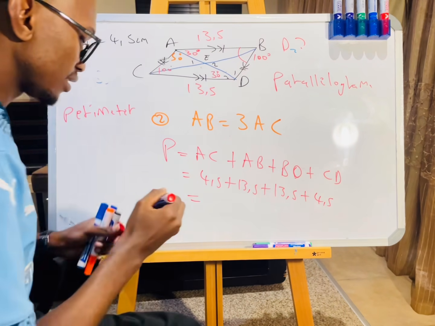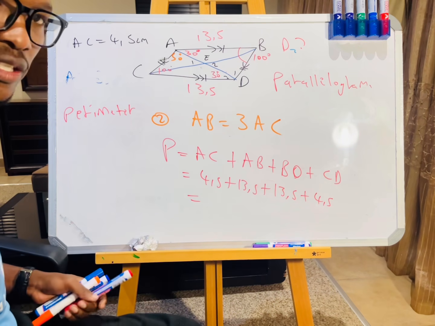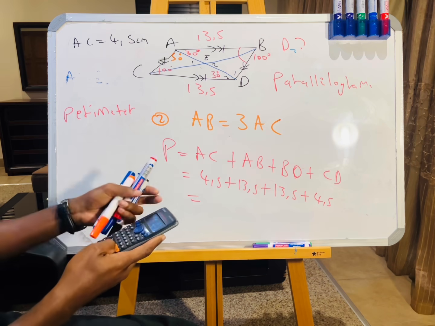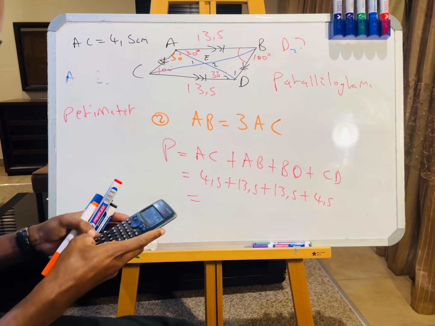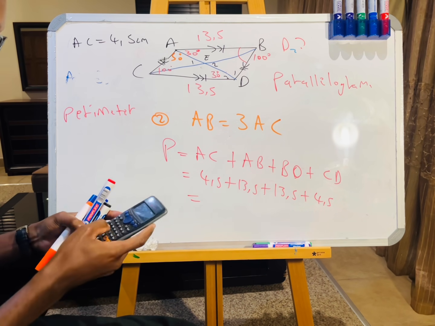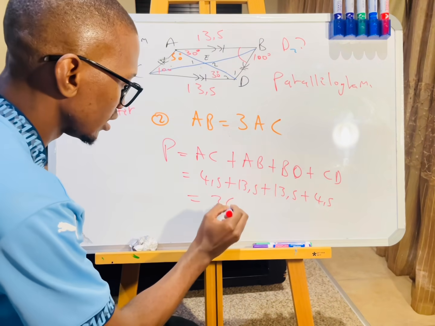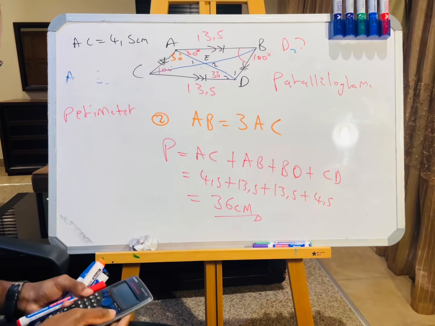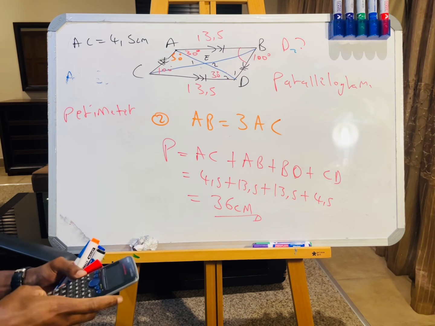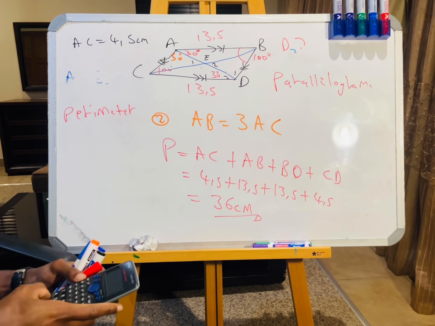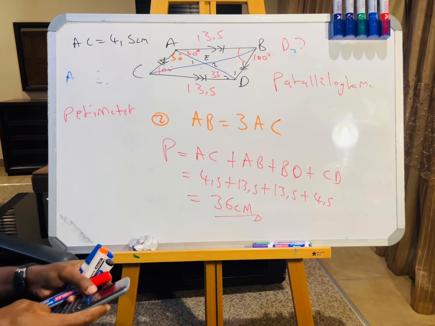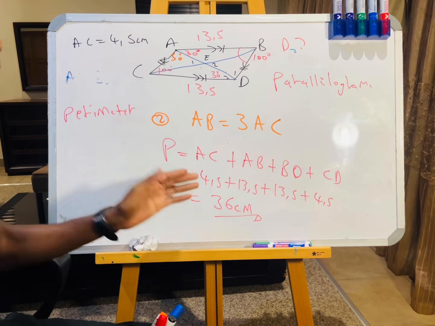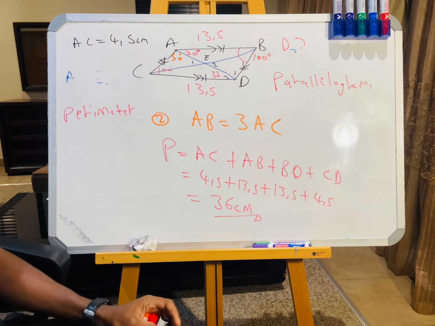And remember, for perimeter, you must not leave units behind. So you just add everything, right? And then our final answer must be 36 centimeters. That is the final answer. Just check with me if I'm correct or not. Yeah, that's 36 centimeters. You need to calculate your perimeter. That's how you find the perimeter.